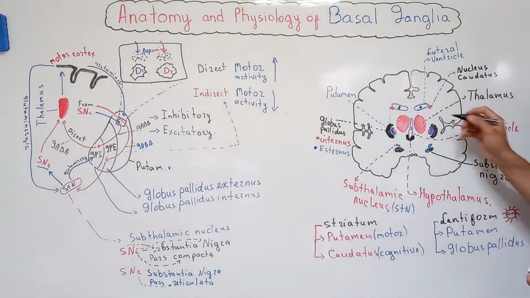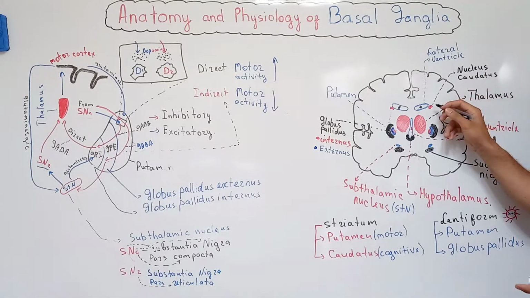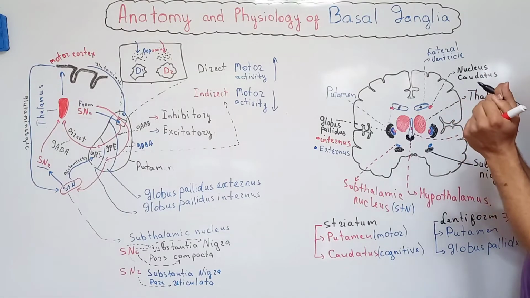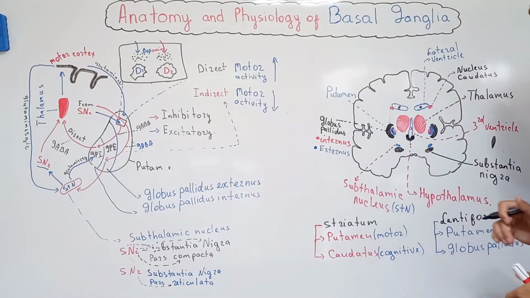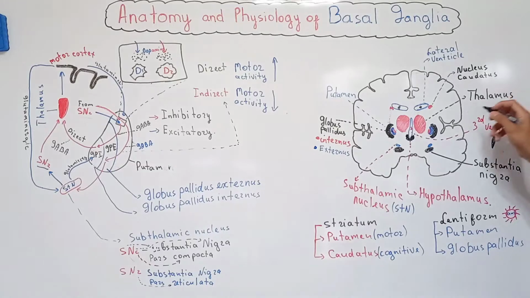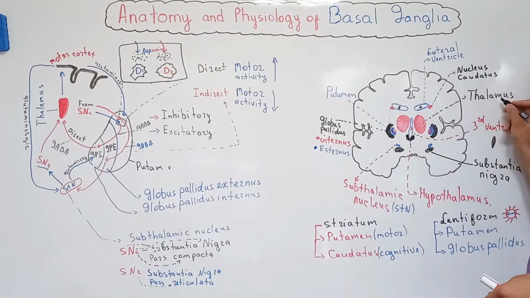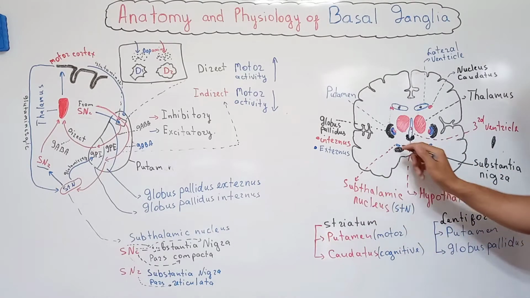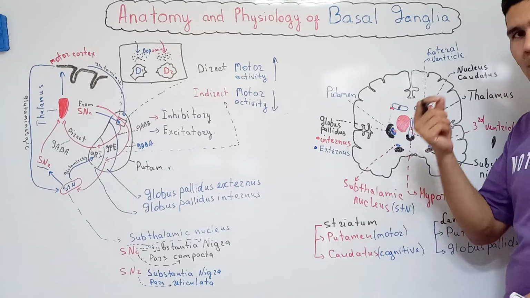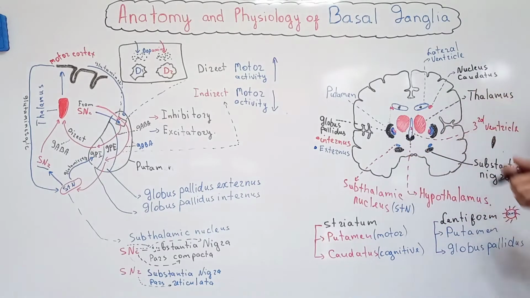Okay, next structure is the nucleus caudatus. Nucleus caudatus is located near the lateral ventricle through the whole part of the cerebrum. That large structure is the thalamus, and there are the substantia nigra, hypothalamus, and subthalamic nucleus, which is a small one but plays a major role in basal ganglia function.